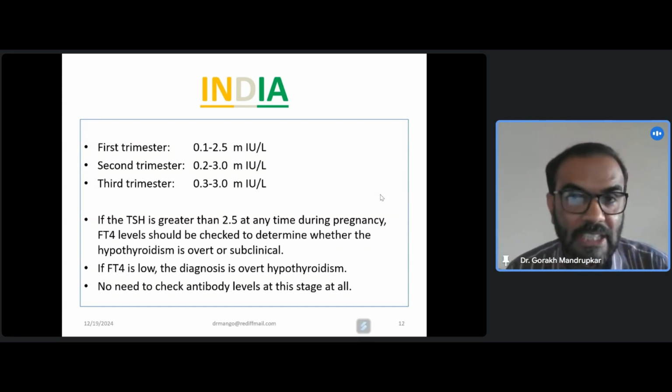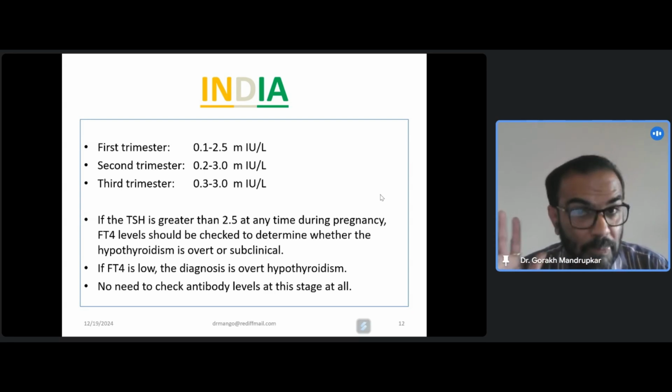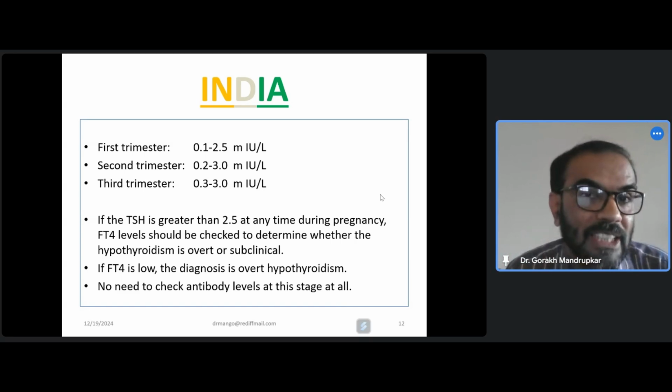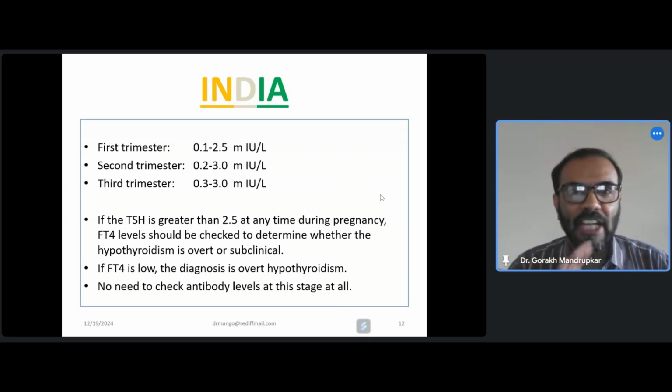We are not talking about a case of recurrent pregnancy loss. We are not talking about a case of infertility. So please, we have to keep this in mind. For routine cases, start with ultra-sensitive TSH. If it is deranged, do free T4, and that's it.